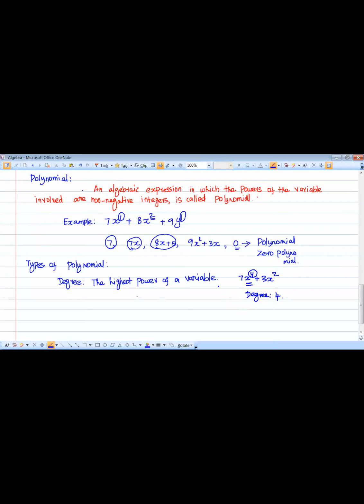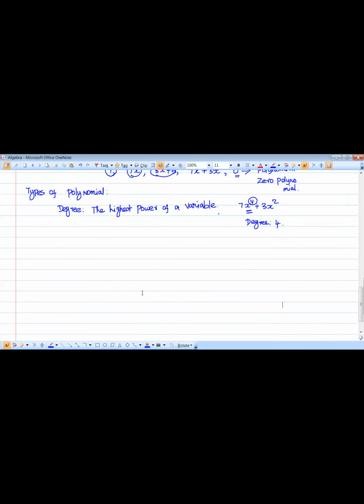Got the point? Now we are going to see types of polynomial based on this degree only. So first of all, everyone try to understand this. Degree, name, example. If the degree is 1, then that polynomial is called a linear polynomial.